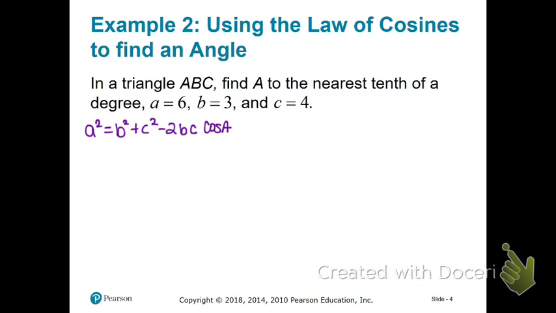So let's just plug in what we know, and let's just algebraically get cosine of A by itself, and then we'll solve for angle A. So 6 squared is equal to 3 squared plus 4 squared minus 2 times 3 times 4 cosine of A.